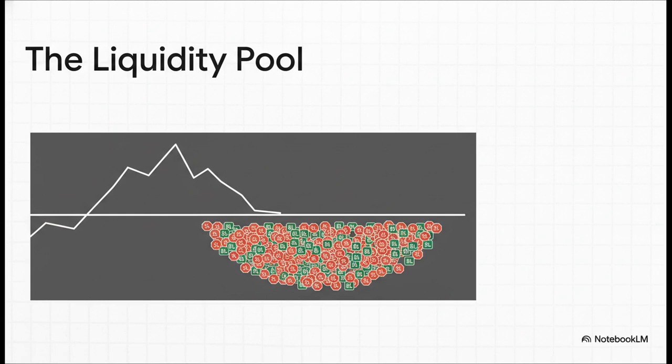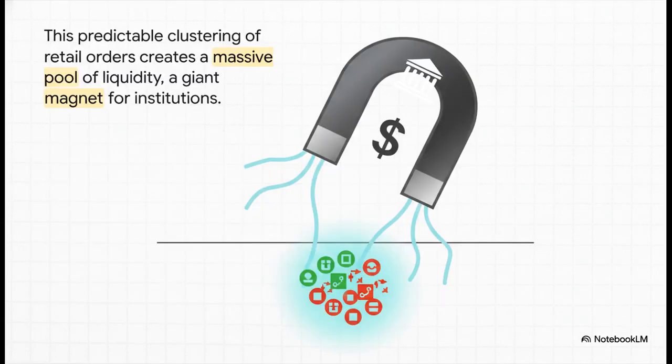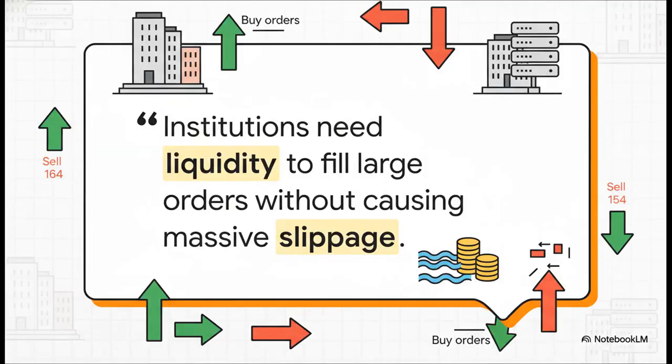It's just a big, predictable pile of orders sitting there for the taking. And this big, predictable pile of orders creates what we call a massive pool of liquidity. It basically acts like a giant magnet for institutional money. And here is the absolute key. Institutions, banks, hedge funds, they need liquidity. They have to fill enormous orders, and they can't do that without causing the price to skyrocket against them.